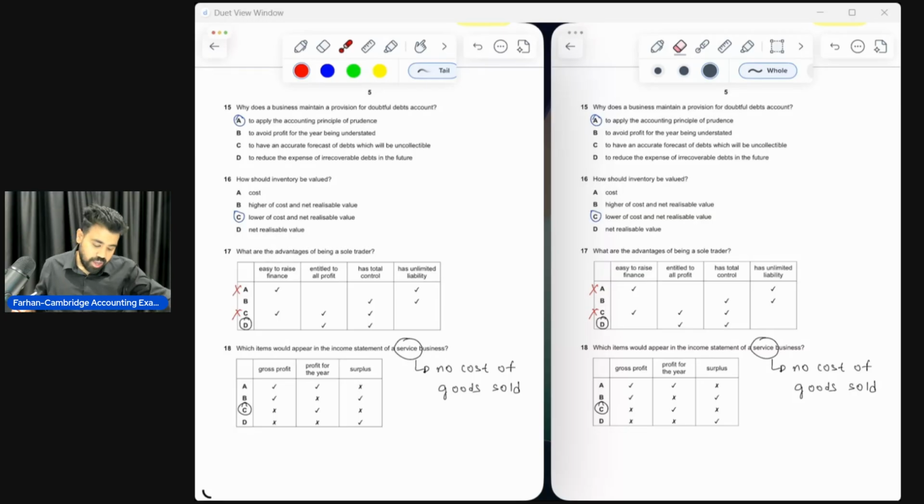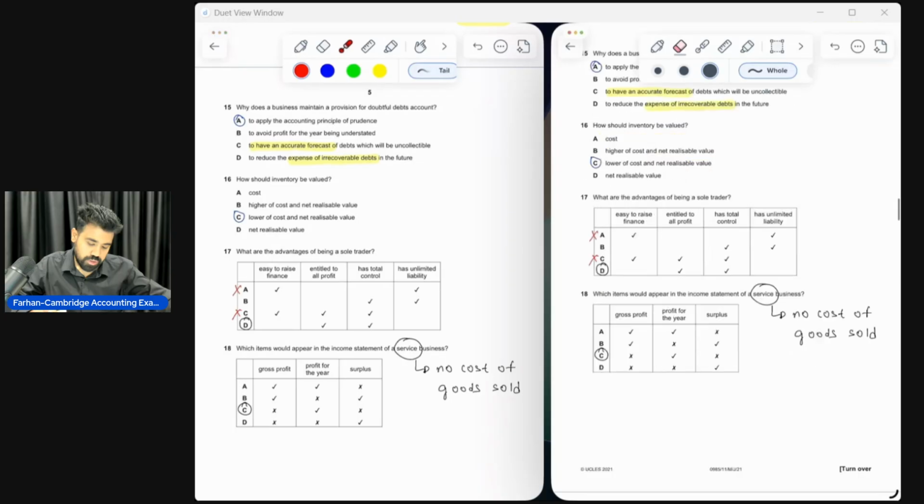Okay. And what about option C? To have an accurate forecast of debt. You can never have an accurate forecast because it's a provision, it's a contingency measure, it is some kind of estimate to reduce the expense of irrecoverable debts in the future. Again, this has no relevance to a provision for doubtful debts. Why? Because an expense account is temporary in nature. It cannot be carried forward to the future. It must be closed and finalized within the same financial period. Okay, so therefore for number 15 we stick to option A.